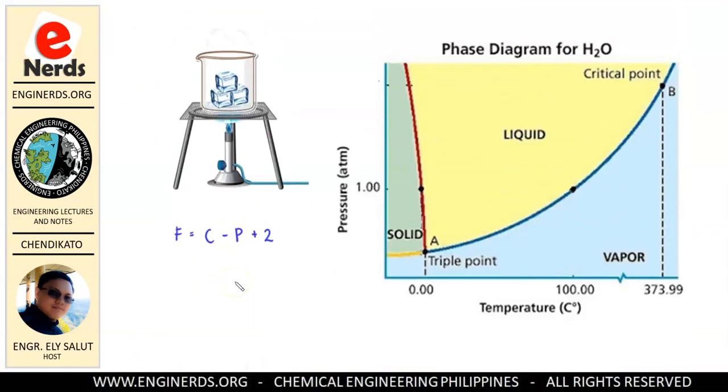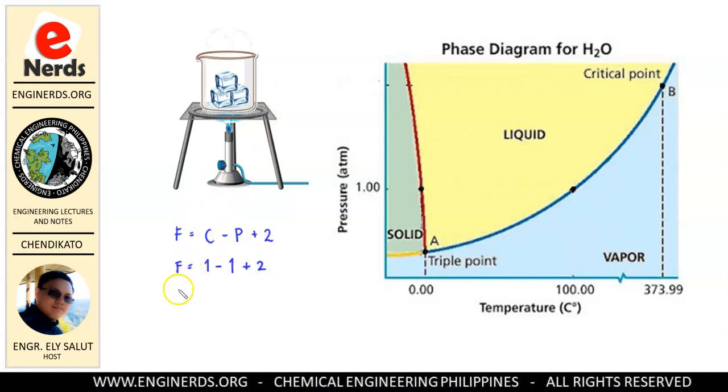So, let us try to identify, para malaman natin ilang degrees of freedom ang kailangan natin for ice. In here, isang component lang meron tayo, water. So, that means our C is equal to 1 because we only have one component in this example. Minus phases. So, ilang phase meron tayo dito? We have only ice here, so isang phase lang tayo. We have solid phase. So, we have one phase, then plus 2.